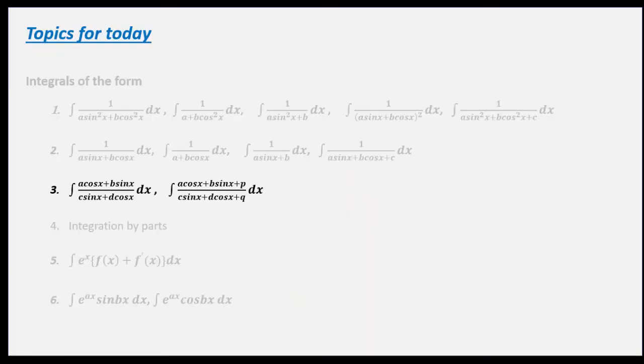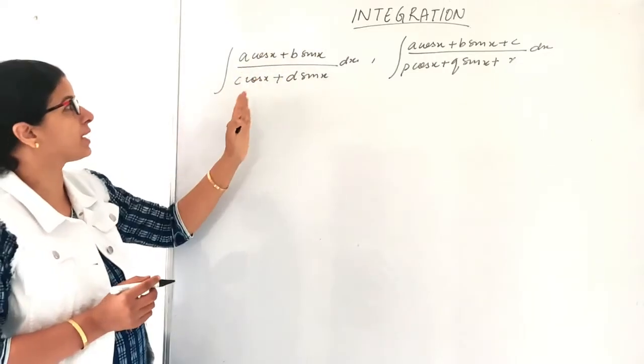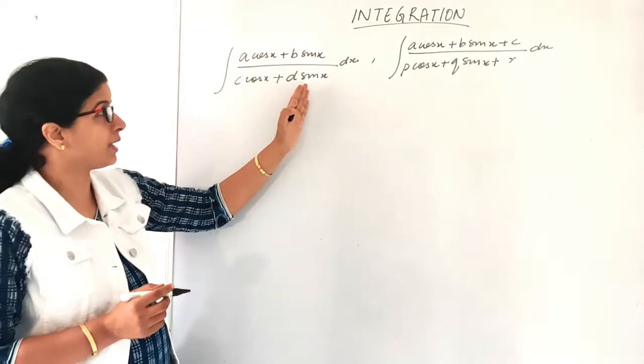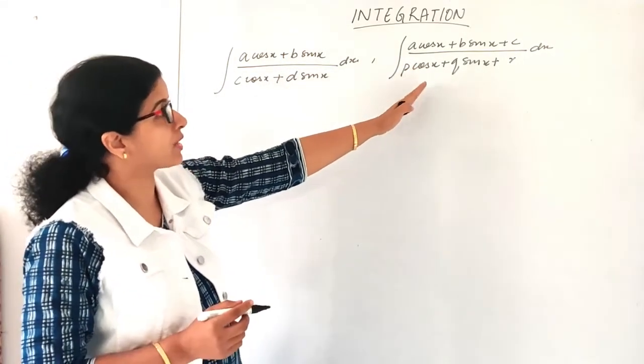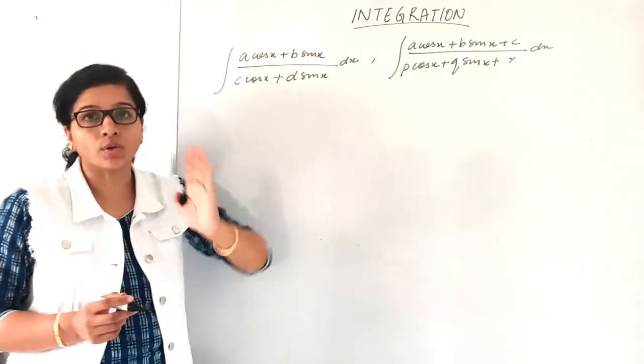So now let us take the integral of this kind, (a cos x + b sin x) upon (c cos x + d sin x). And if we have (a cos x + b sin x + c) upon (p cos x + q sin x + r), how do we solve these types of integrands?